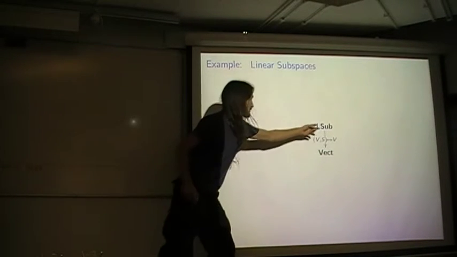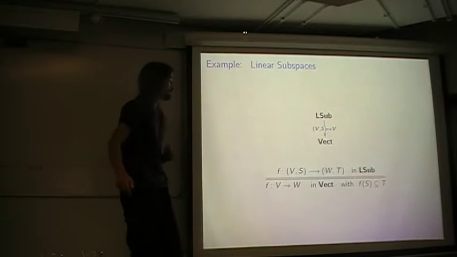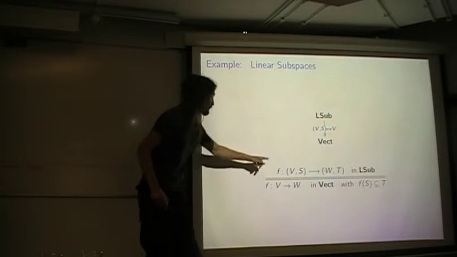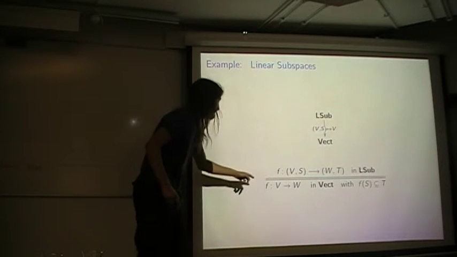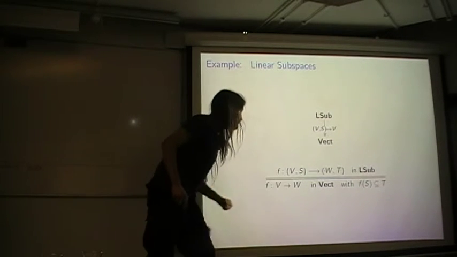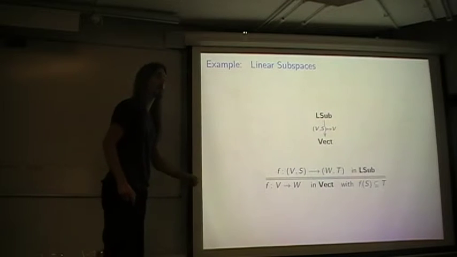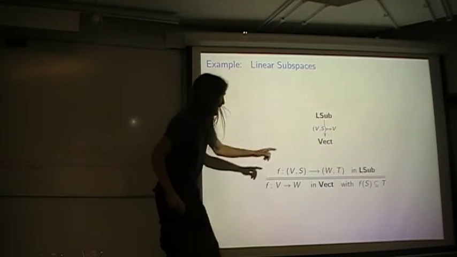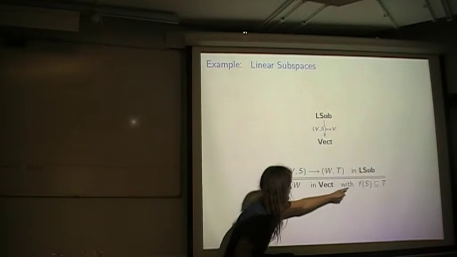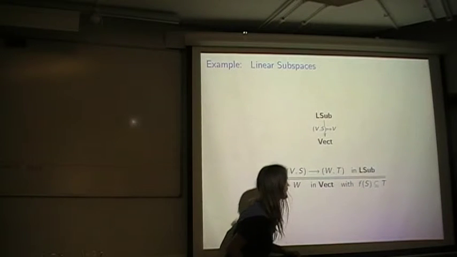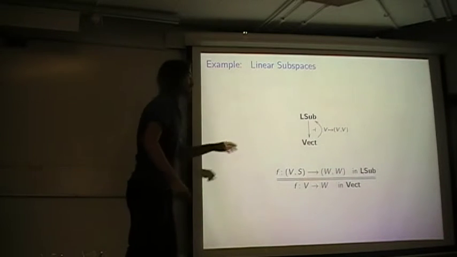Well, those are the objects of LSub, but there should also be morphisms. The morphisms are exactly what you expect. A morphism from a linear subspace S to a linear subspace T is just a linear map from the surrounding vector spaces V to W, which maps the one subspace into the other. Now, if you replace T here by W, then this requirement becomes trivial. So then we get this bijective correspondence. This means that we have a right adjoint here.